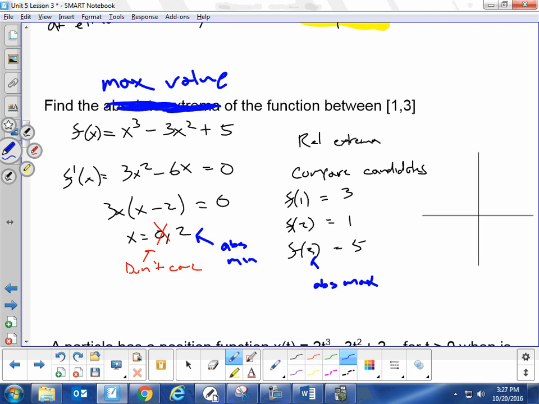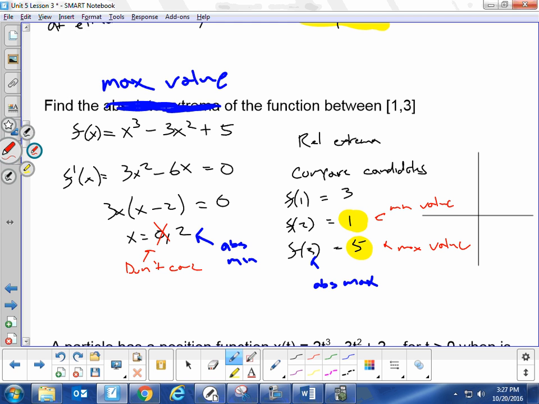If they ask you for the maximum or the minimum values, the answers are the y values. So you would say that 1 is your minimum value, 5 is your maximum value for this function on this interval. Okay, location of it and the point.